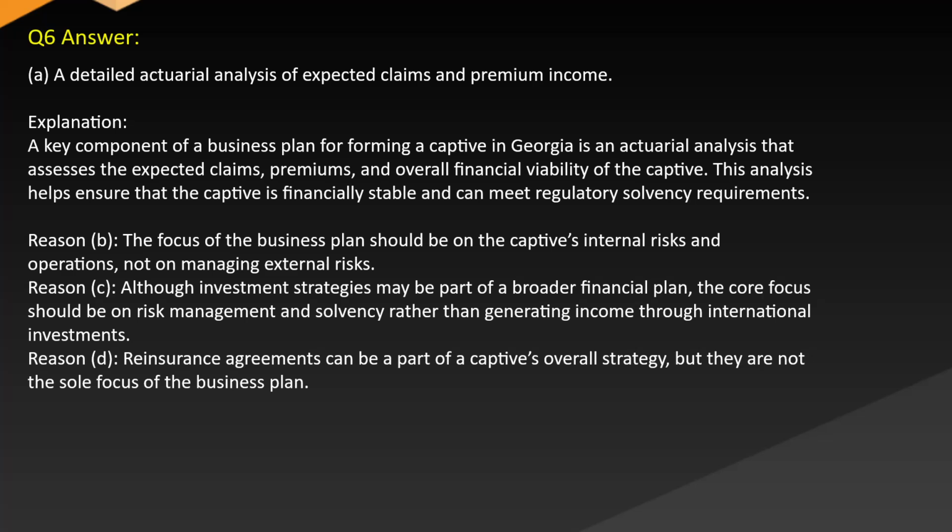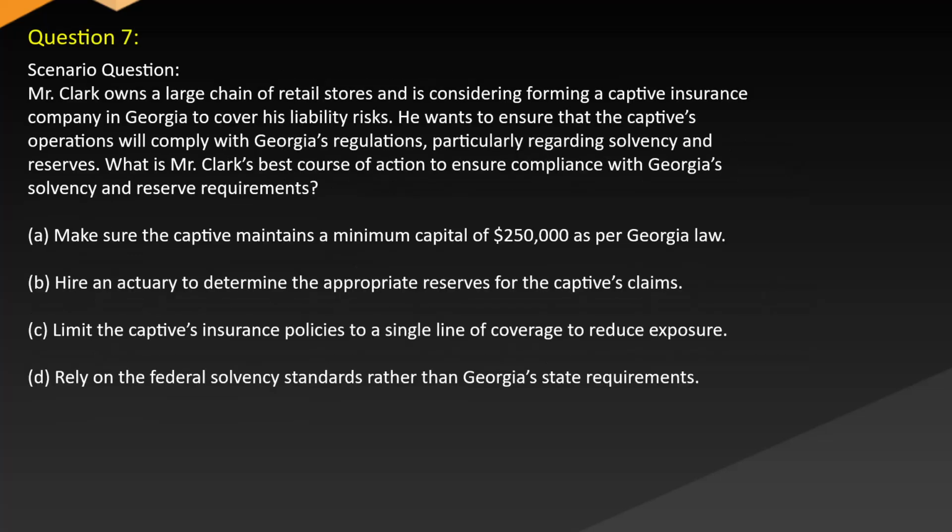Reason B: the focus of the business plan should be on the captive's internal risks and operations, not on managing external risks. Reason C: although investment strategies may be part of the broader financial plan, the core focus should be on risk management and solvency rather than generating income through international investments. Reason D: reinsurance agreements can be a part of a captive's overall strategy, but they are not the sole focus of the business plan.